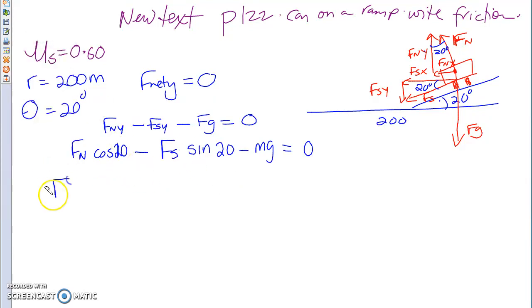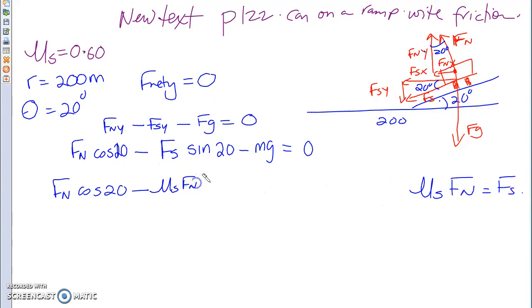So what they've done is as follows. They said Fn cos 20. I think it might be better to do that. Minus. Now we know that what is Fs? That's correct. So Fs is mu s times Fn, which equals Fs. Okay? So that's what they did right here. They subbed that in. They said mu s times Fn times sine 20 minus mg, which equals 0. I think this might be better to do.